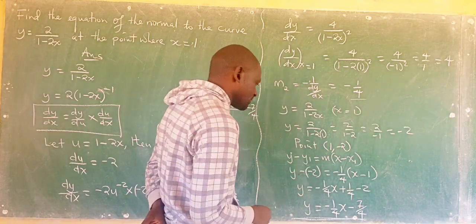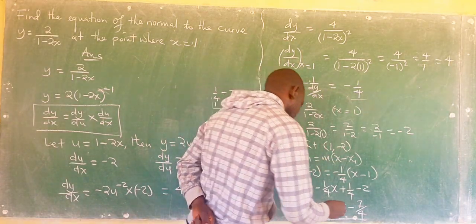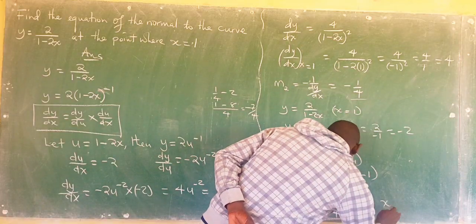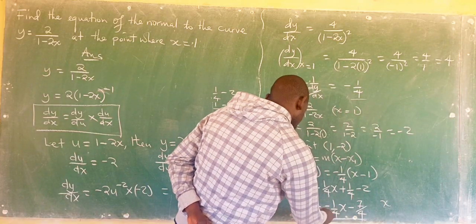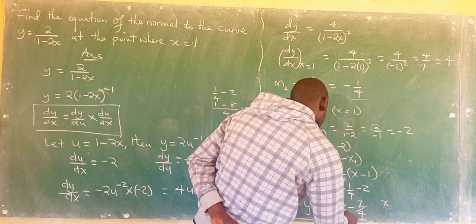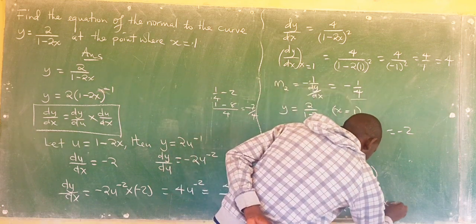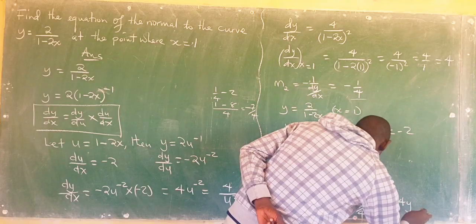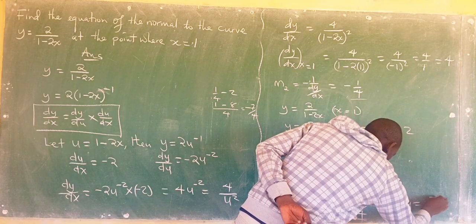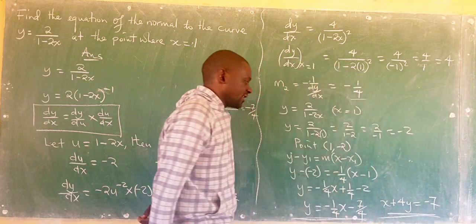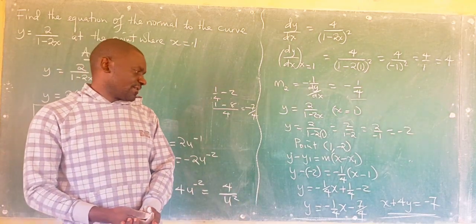This one can still be written as x plus 4y equals negative 7, where the common denominator is 4 and we cross multiply. So this is the same function, and you can write it in whichever form.